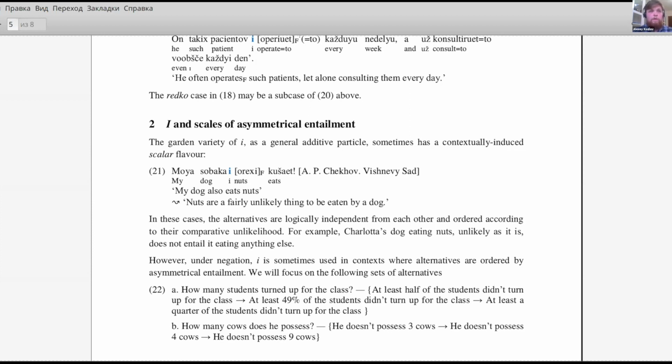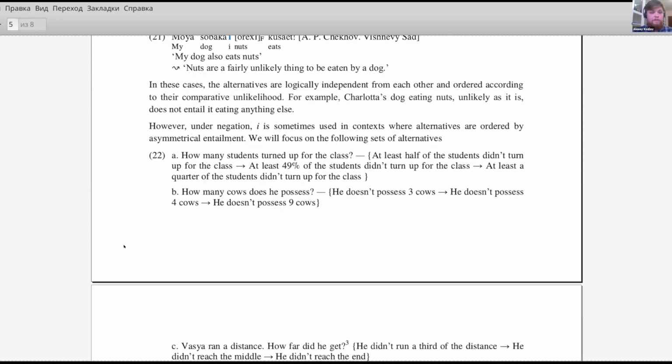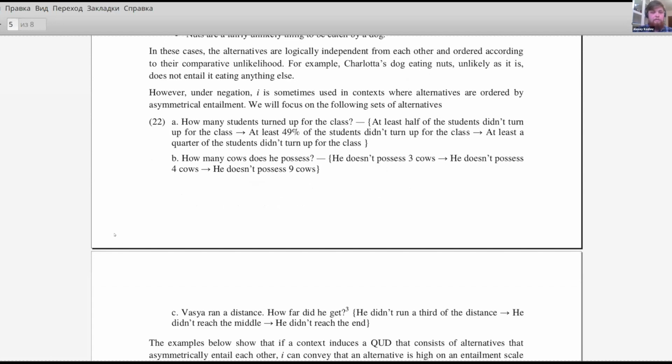Now a scale will be present in the interpretation. And crucially, when there is a scale, with regard to the garden variety, it is the common unlikelihood scale that orders the alternatives. However, under negation, it is sometimes used in contexts where alternatives are ordered not just by unlikelihood, but by asymmetrical entailment. So they entail each other asymmetrically, like at least half of the students didn't turn up for the class entails that at least 49% of the students didn't turn up for the class, and so on.